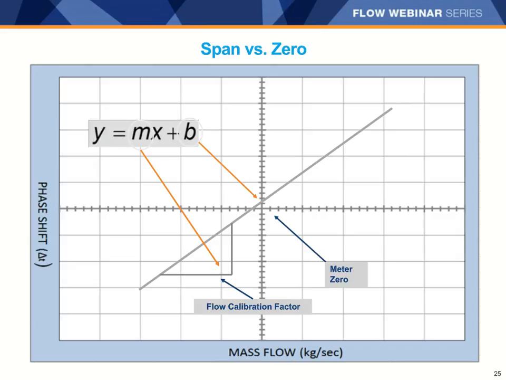Compare that to the effect of the change in the meter span, or flow calibration factor. This will cause the slope of the line to change as shown. Variation in the flow factor will have a large effect on the accuracy of the flow rate measurement across the entire range of flow rates. So both the flow calibration factor and the meter zero are carefully adjusted on every Micro Motion meter during factory calibration.